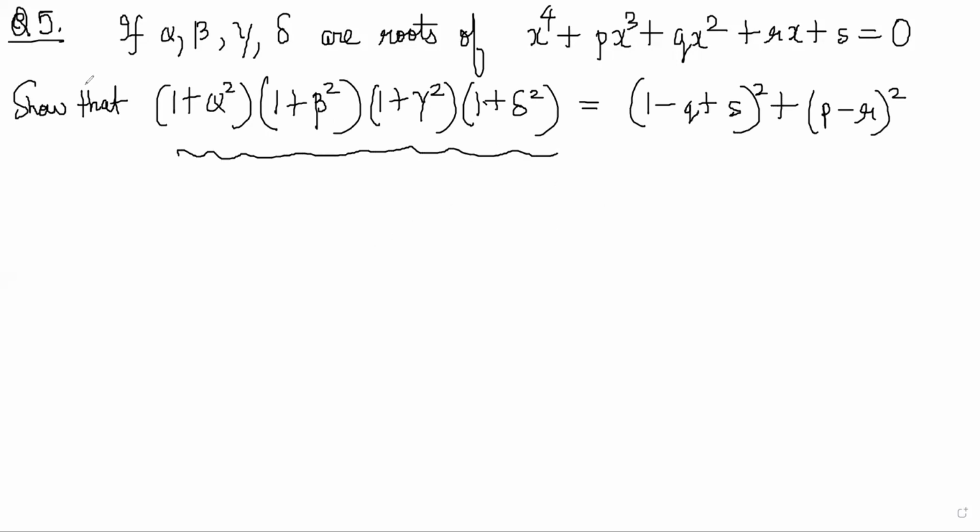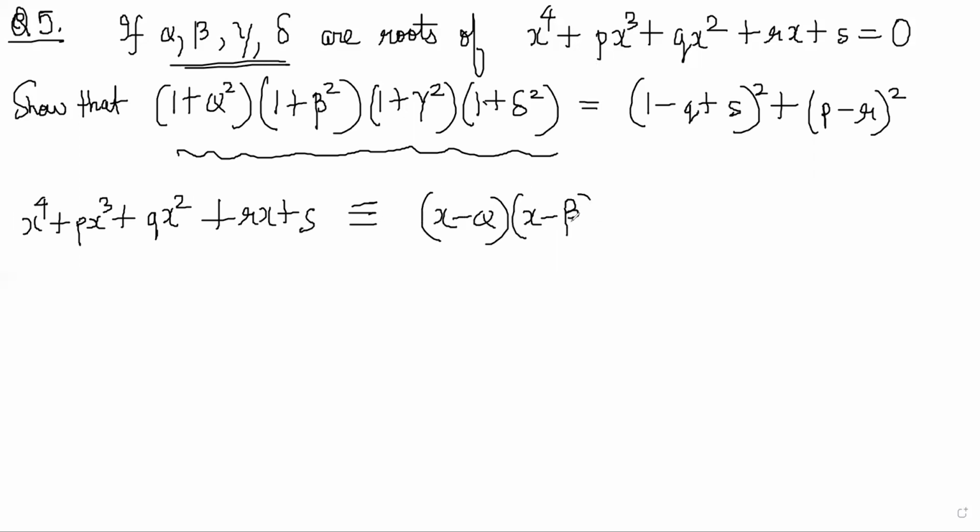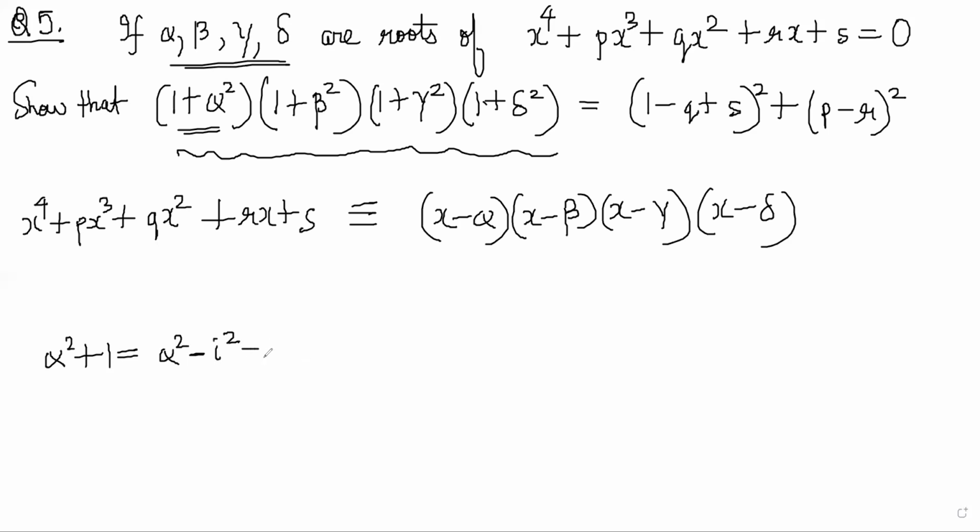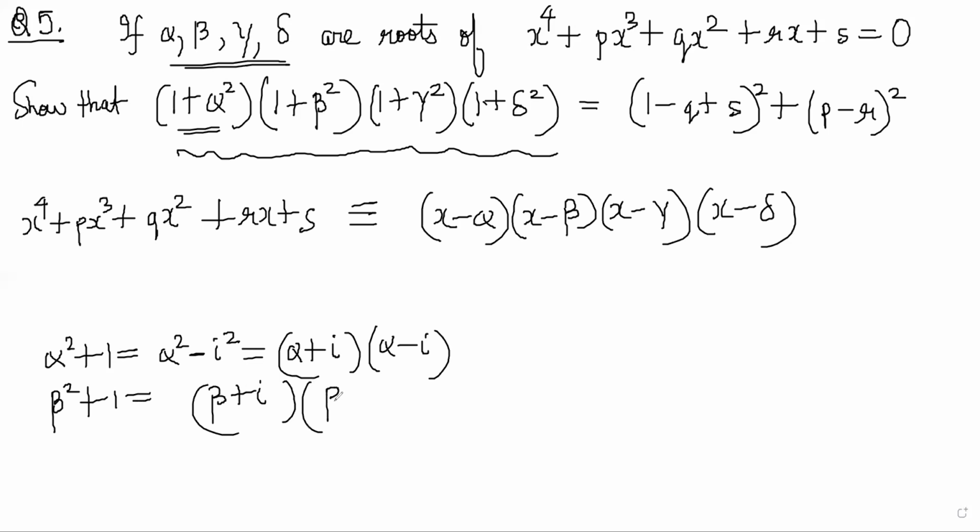So since alpha, beta, gamma, delta are roots of this equation, we can write the polynomial x power 4 plus px cube plus qx square plus rx plus s also as (x minus alpha)(x minus beta)(x minus gamma)(x minus delta), right? This is true. Now notice how we will get a product of alpha square plus 1, right? It can be written as alpha square plus 1 is equal to alpha square minus i square, because i square is minus 1. So this is basically (alpha plus i) into (alpha minus i), correct? So every term is like that. Beta square plus 1 is equal to (beta plus i) into (beta minus i). So every term is fitting that pattern. So all we have to do here is substitute x is equal to i and x is equal to minus i.